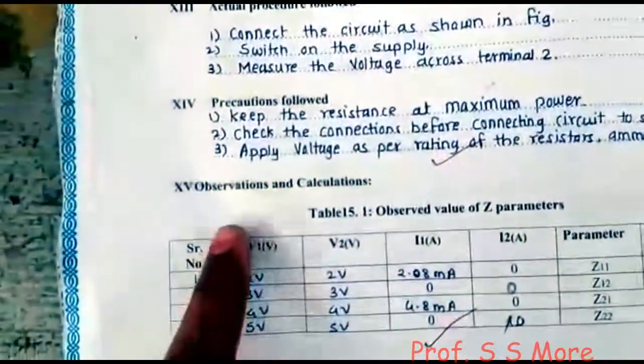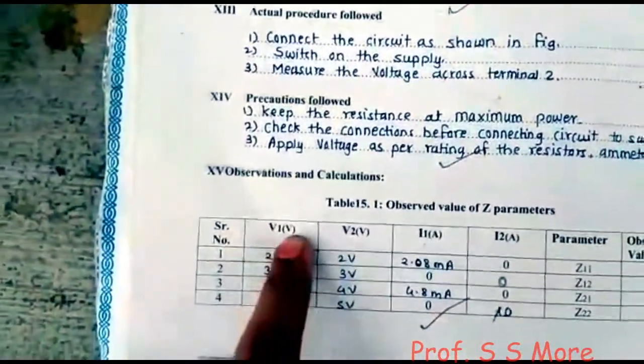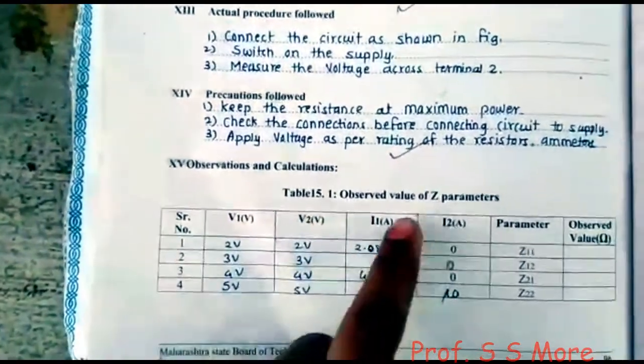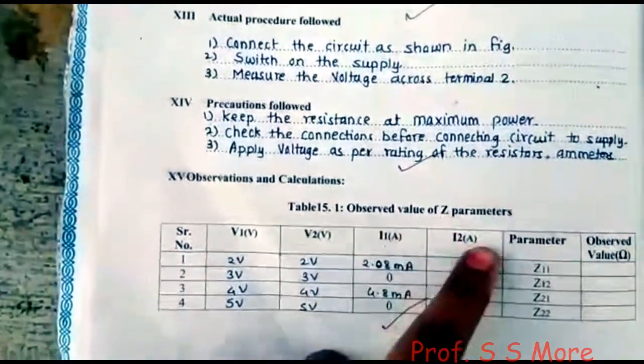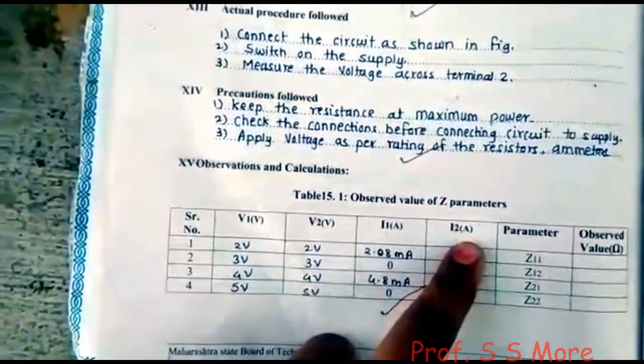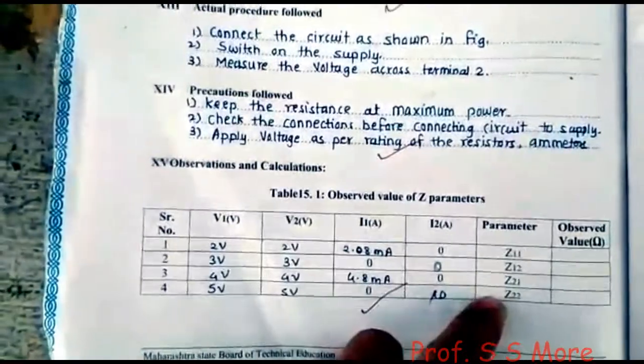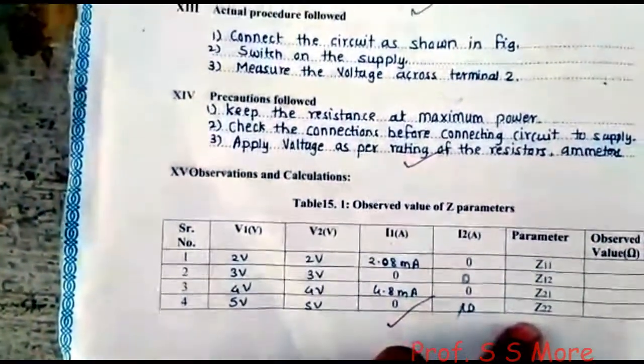This is the observation table. Here you can write down the V1 and V2 voltages from the power supply, and again the current I1 in ampere and the current I2, for the parameters Z11, Z12, Z21 and Z22.